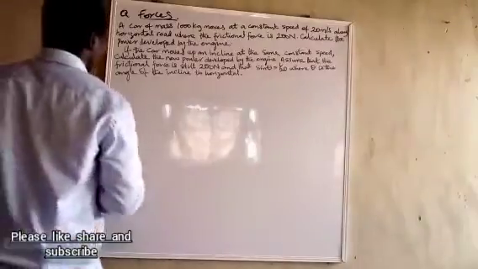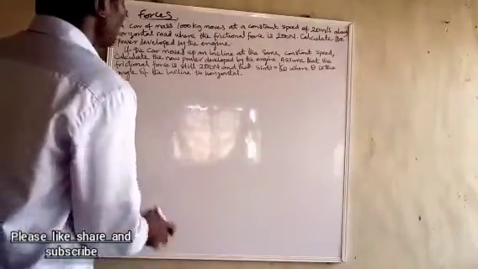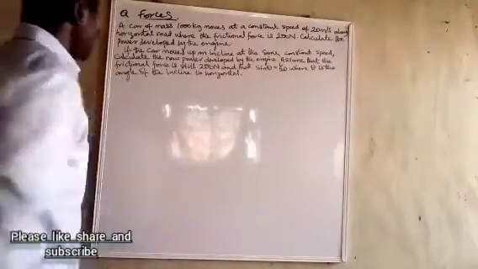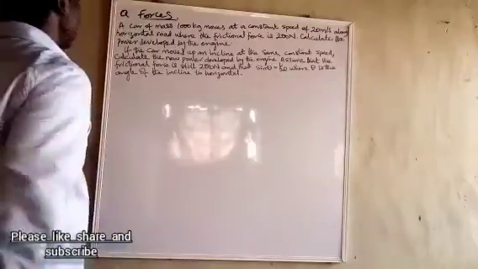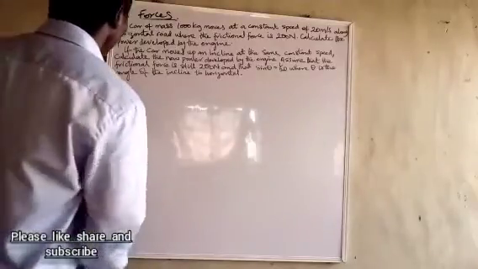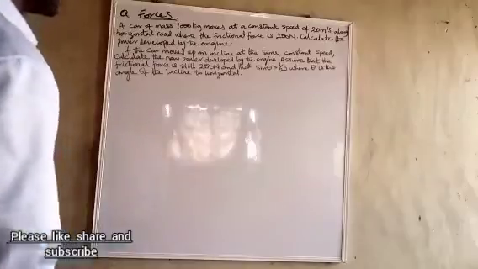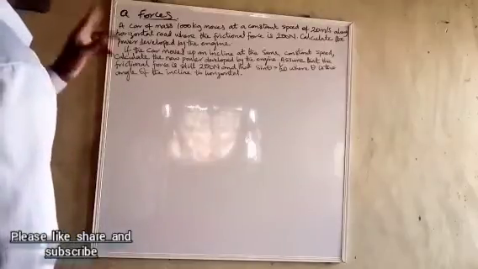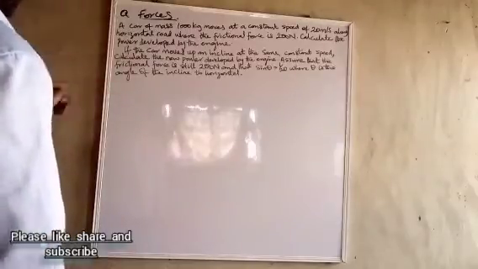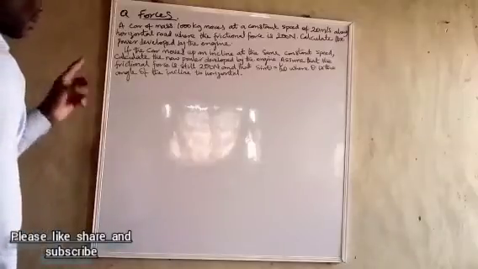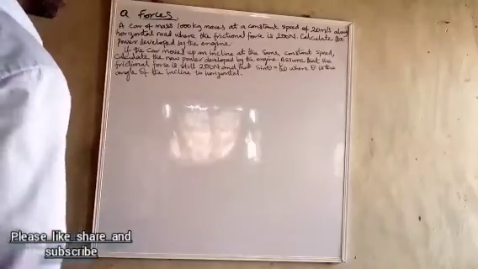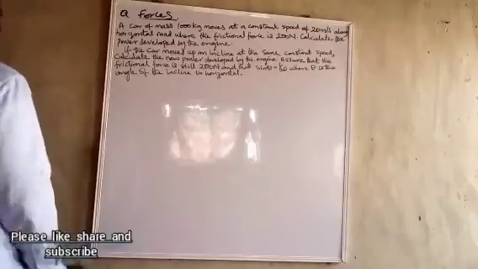A car of mass 1,000 kg moves at a constant speed of 20 meters per second along a horizontal road where the frictional force is 200 Newton. Calculate the power developed by the engine. If the car moves up an incline at the same constant speed, calculate the new power developed by the engine. Assume that the frictional force is still 200 Newton and that sin theta equals 1 over 20, where theta is the angle of the incline to the horizontal.